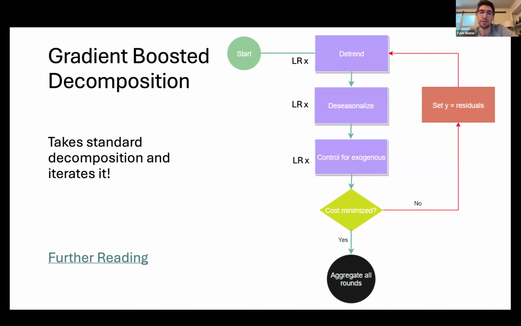Detrend, then deseasonalize, and then you will basically control for the exogenous. And then you will just have a question, is the cost minimized? So let's just say we are using a mean squared error. The first round, obviously, it isn't minimized, but it'll keep doing this process until a round actually hurts your mean squared error, or it doesn't hit some sort of threshold in terms of improvement.